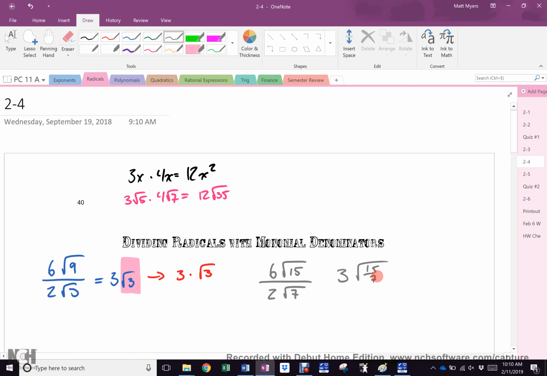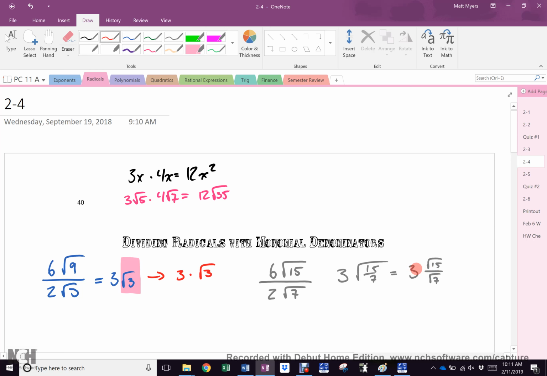Everybody cool with that? Now, isn't that 15 over 7 the same as saying 3 times the root of 15 over the root of 7? Is everybody okay with that? Right? Because just like exponents, if the root sign is over everything, it applies to everything. Everybody agree? Okay.